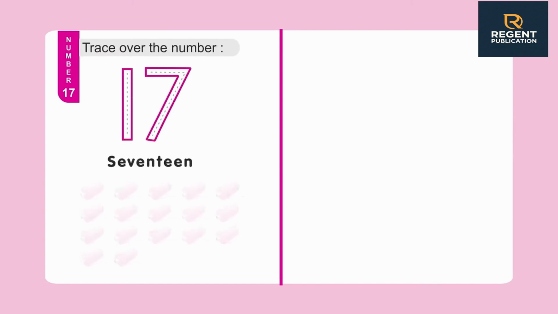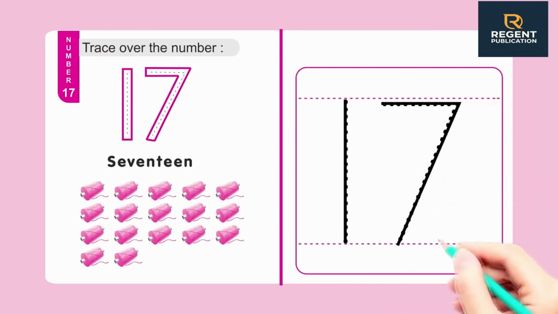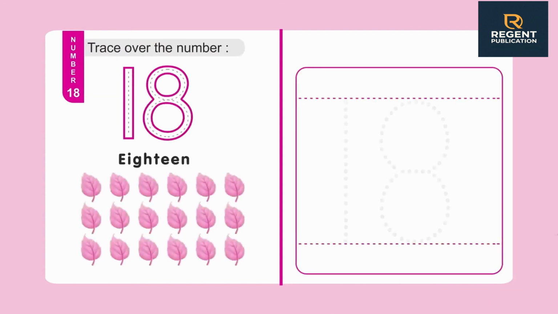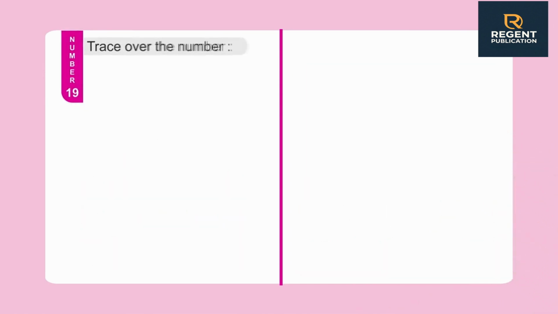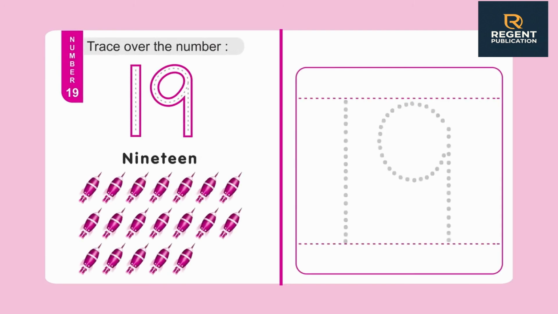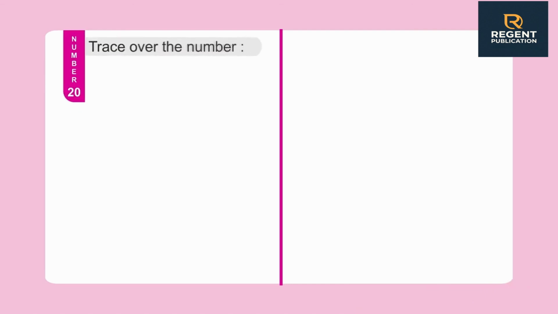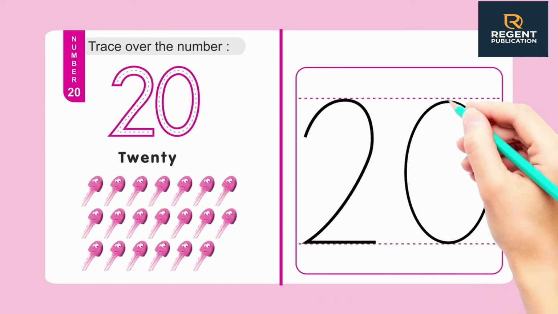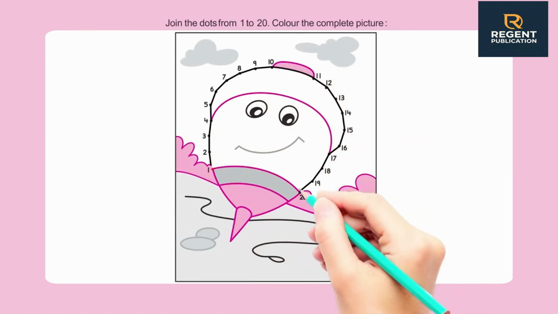Trace over the number 17. Trace over the number 18. Trace over the number 19. Trace over the number 20. Join the dots from 1 to 20. Color the complete picture.